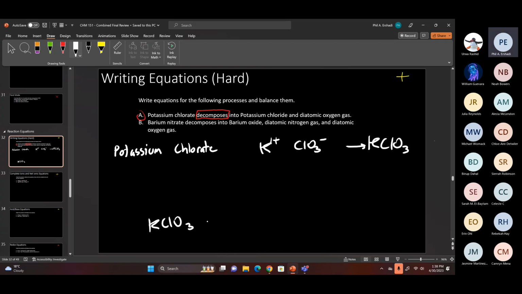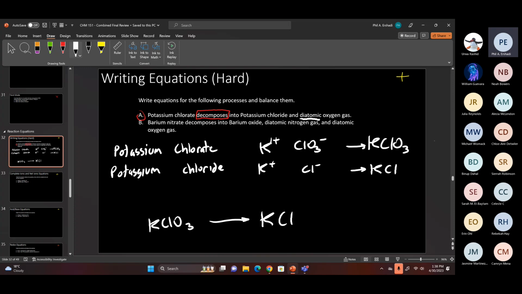Let's see, so we have KClO3. Decomposes means it breaks into two things. Potassium chloride. That's K plus and Cl minus. So together that makes KCl.